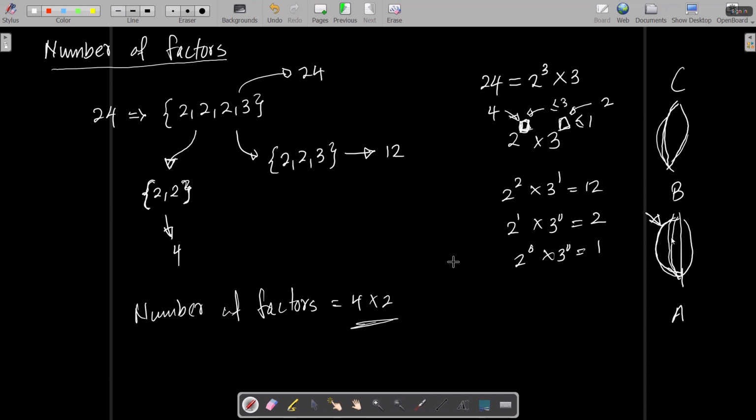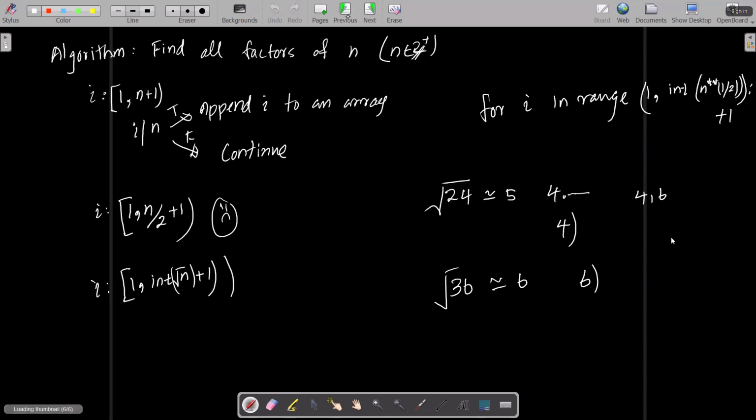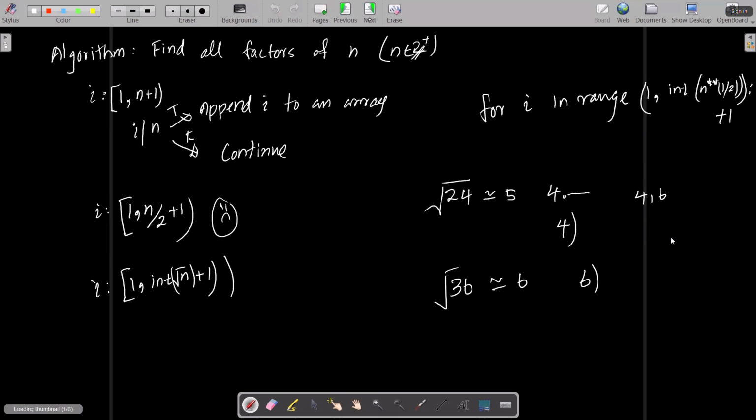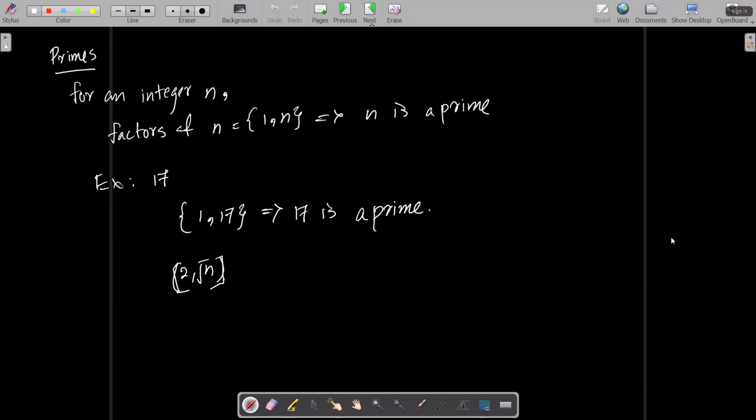So this is the same. We have 4 possibilities here, 2 possibilities here, and the total number of possibilities is 4 times 2, which is 8. So we have 8 factors for 24, and we know that. You can check it, right? Wait, see, here we have 4 factors. So now we need to write this for a general case.